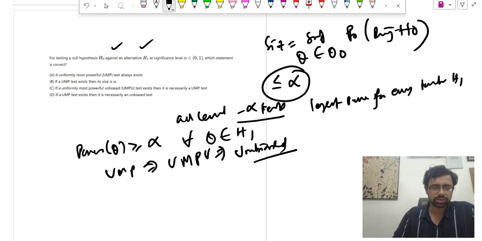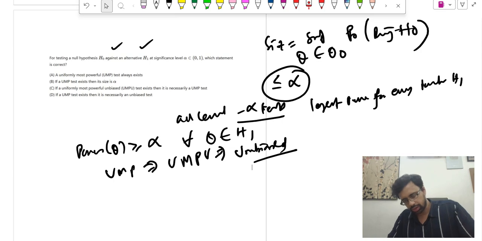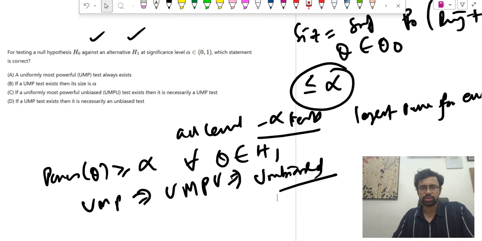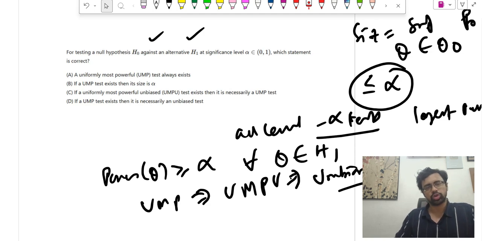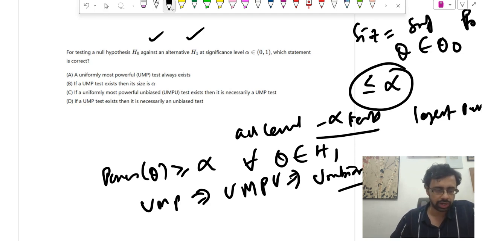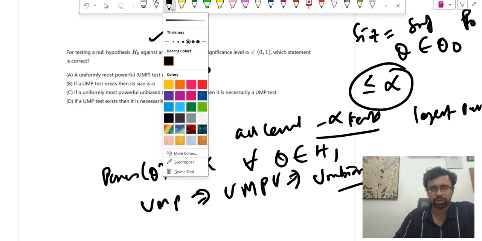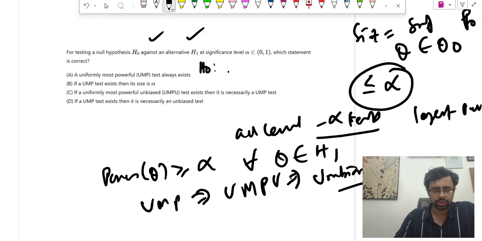Now check the options. The first one given: uniformly most powerful test always exists. No, it's false. For example, H0 is mu equal to mu 0, and H1 is mu not equal to mu 0. Okay? So there is no UMP test, so it's false.